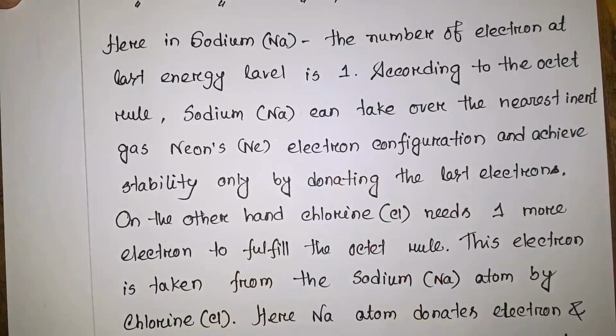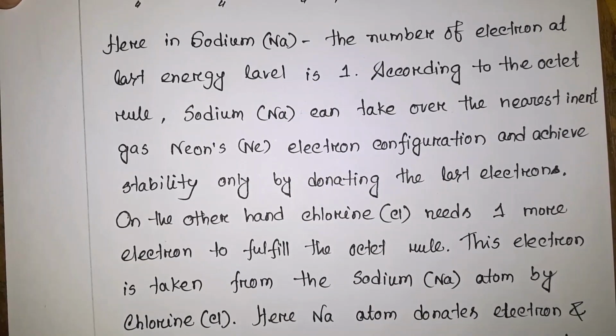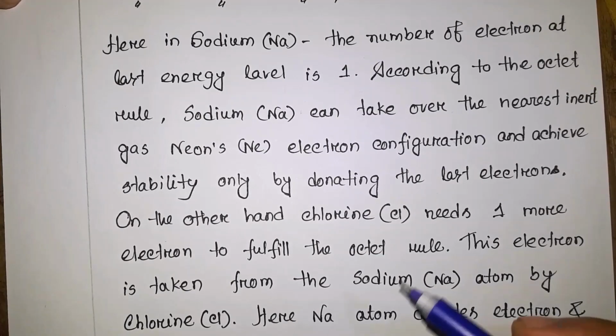Here in sodium, the number of electrons at the last energy level is 1. According to the octet rule, sodium can take over the nearest inert gas neon's electron configuration and achieve stability only by donating the last electron.